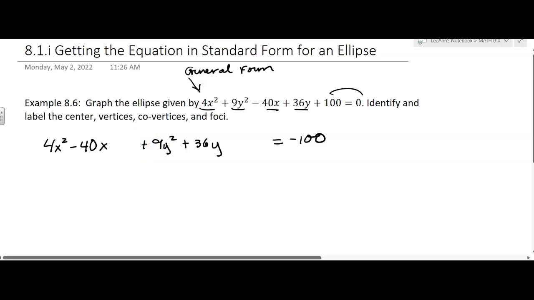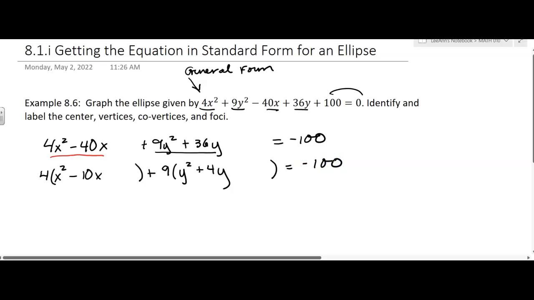I can put an addition sign here. That might be helpful. And what we're going to do is look at the x terms, and factor out the greatest common factor, which is 4. So you're going to have 4 times x squared minus 10x, leave some space, plus, and then we're going to look at the y terms and factor out what they have in common, 9. So 9 times y squared plus 4y equals negative 100.